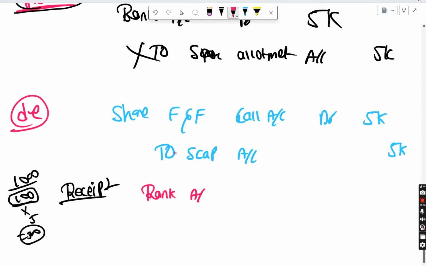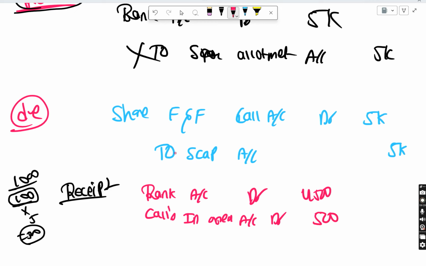So bank account debit 4500. Whatever we did not receive, we have to create one dummy account called calls in arrears account. Debit, I'm going to put that money in calls in arrears account, to share first and final call account.